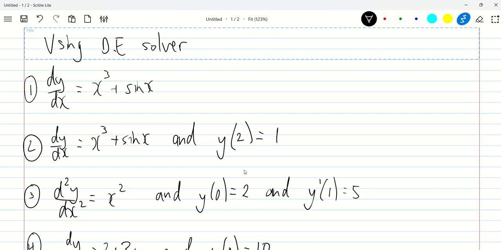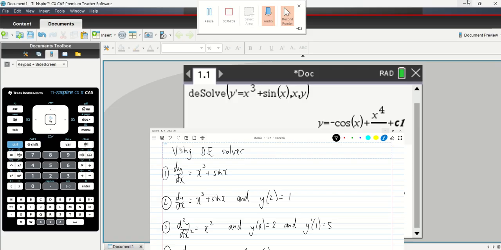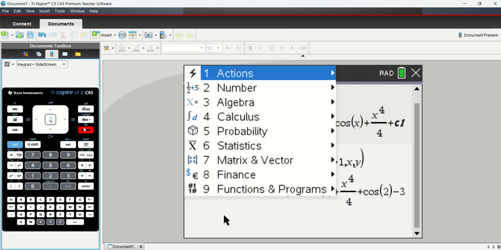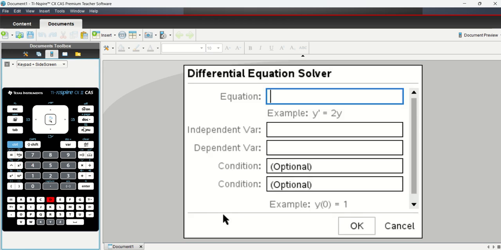Let's go on to the third one. The third one, the second derivative is equal to x squared, and we have two conditions. So here, menu, calculus, DEsolve. Here, instead of doing a 1 dash, we're doing 2 dashes. So the second derivative will have 2 dashes. Oops, not comma. I missed it.